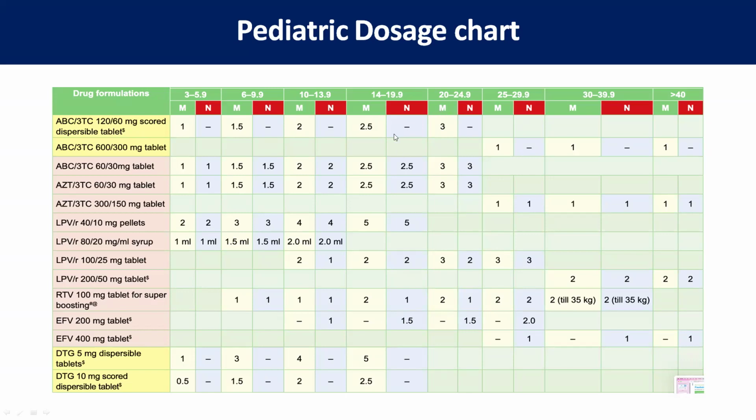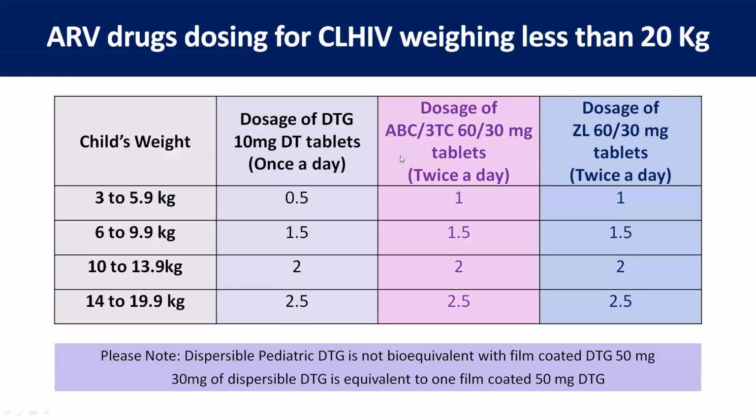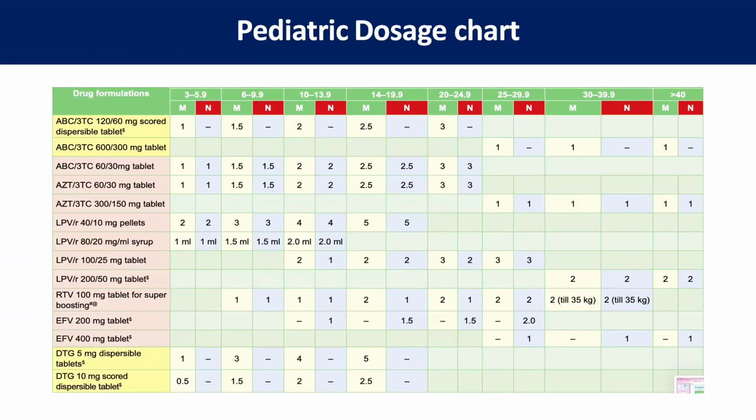So you see, there are different doses, but one thing is very important and very good to notice. When you are giving the 10 mg DTG, the dispersible tablet in the last row, and the first row where abacavir and lamivudine tablets are given, the doses are the same, except in less than 6 kg. From 6 kg onwards, it is 1.5 tablets of DTG, and abacavir and lamivudine also 1.5 tablets. But abacavir and lamivudine is twice daily, DTG 10 is once daily. So the dose is very easy to remember. Daily goli khana hai, subah sham AL, daily goli DTG, ek bar khana hai. So the same amount of dosing is there, and it is easy to remember for the parents also.